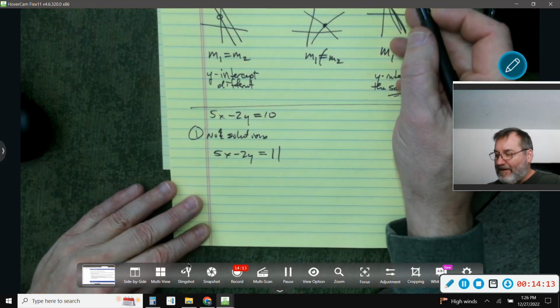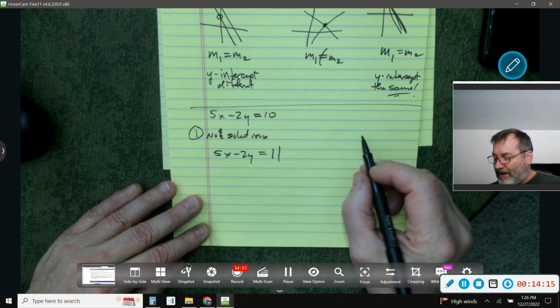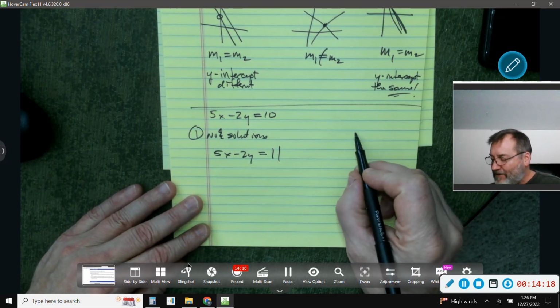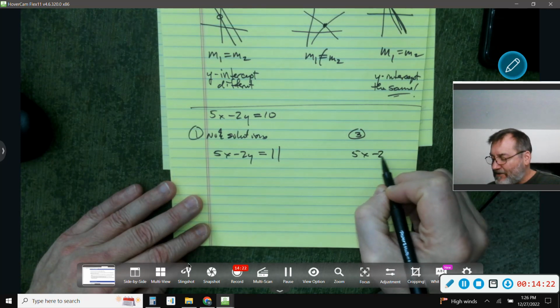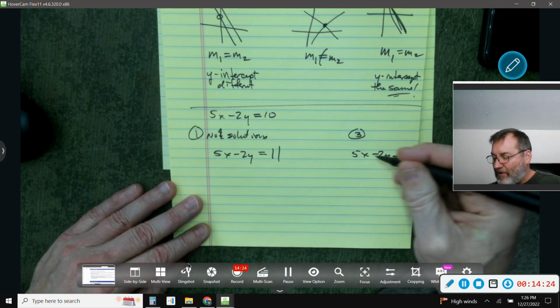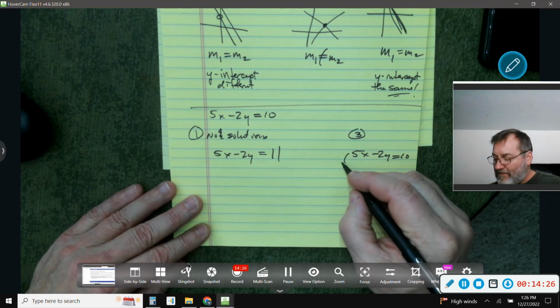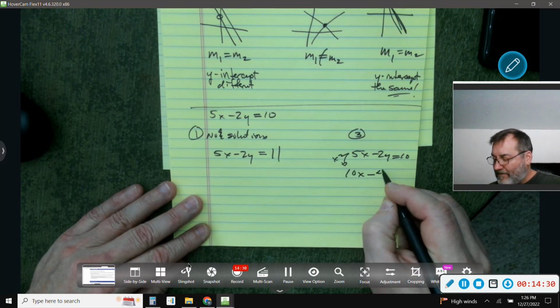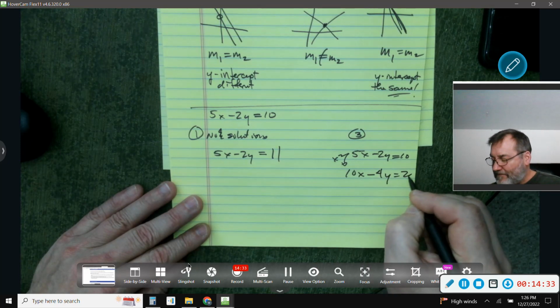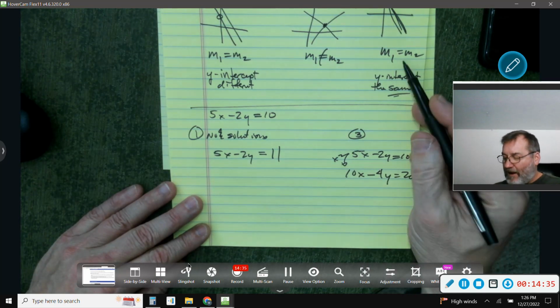If I want to have an infinite number of solutions, I want them to lie right on top of each other. There's situation 3. I'm going to have 5x minus 2y equals 10. I just have to have a multiple of that exact same thing. So I'll just multiply by 2. 10x minus 4y equals 20. There. They have the same y-intercept and the same slope.